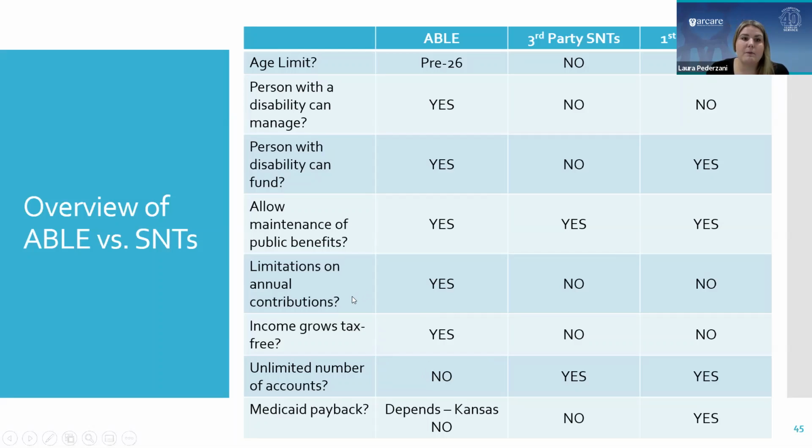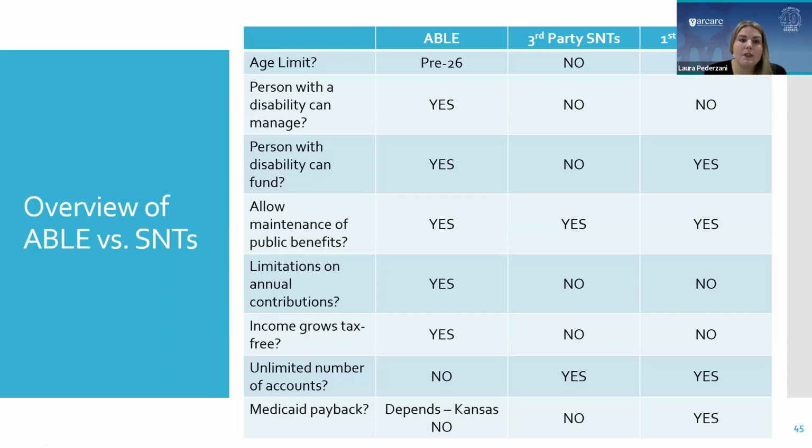We do have the limitation on contributions. The ABLE account does have the annual limits, whereas in a third party and first party, whether it's pooled or private, they do not. The other thing important to understand about ABLE accounts is there is a limit on the number of accounts you can have, and that is one. You can have one ABLE account. For a third party trust or a first party trust, there is no limit on how many of those you can have.